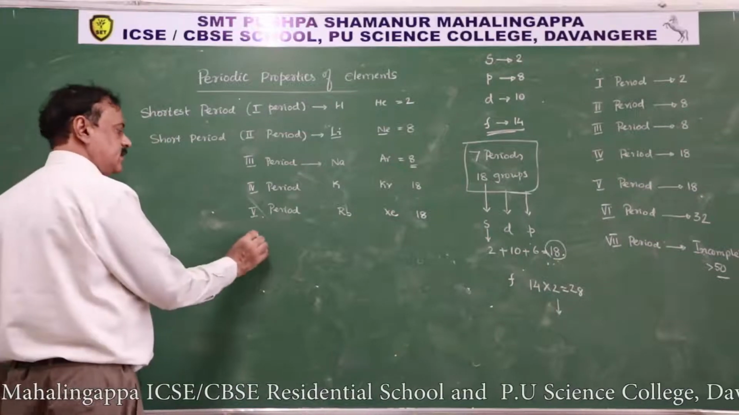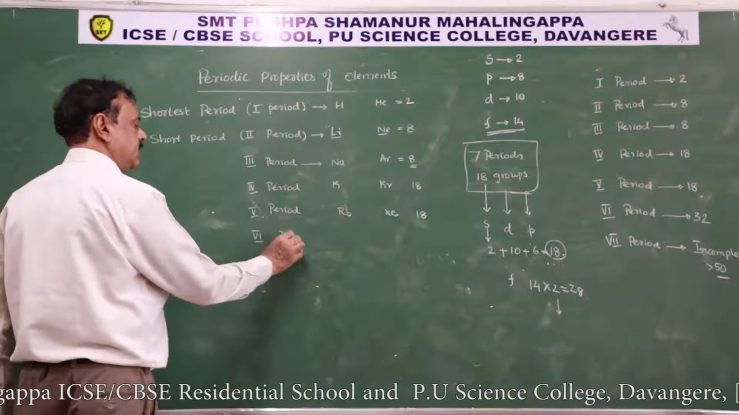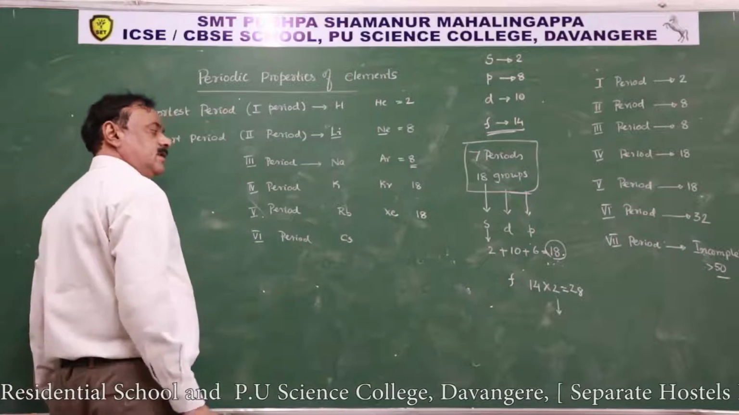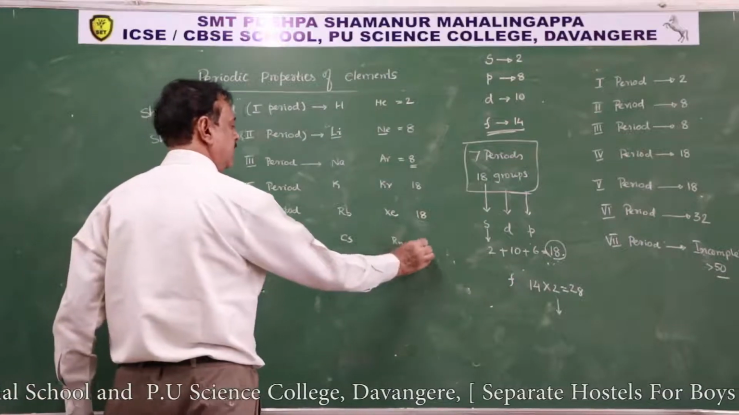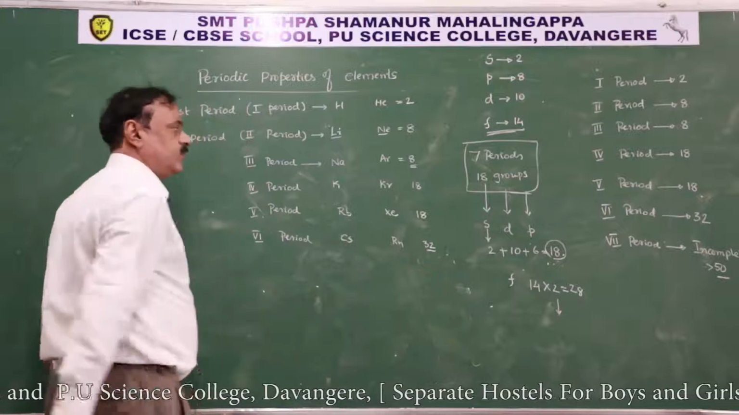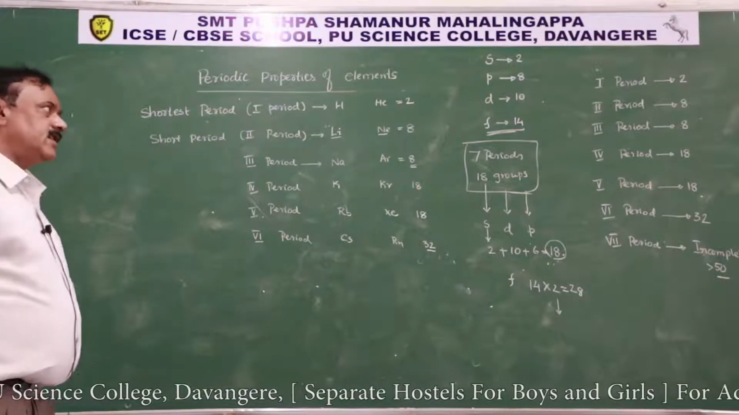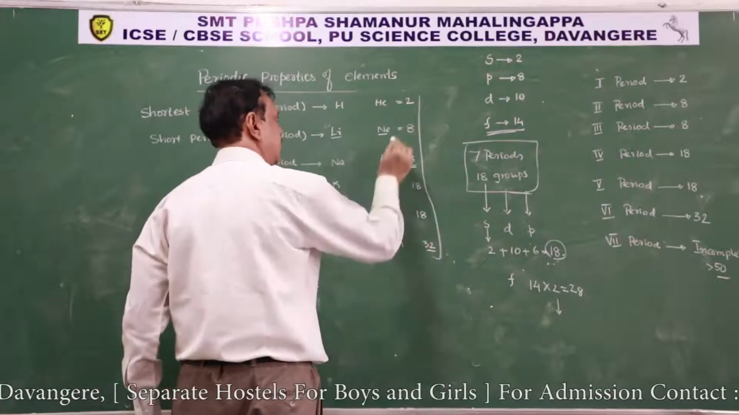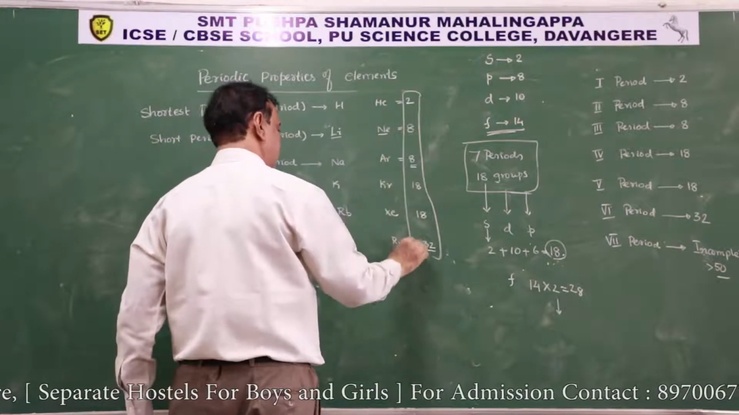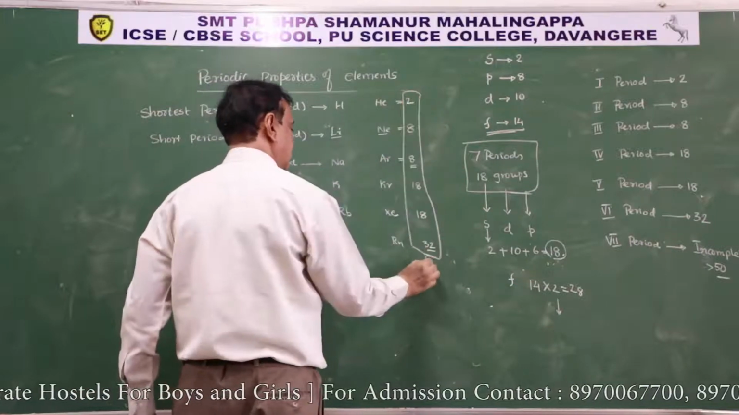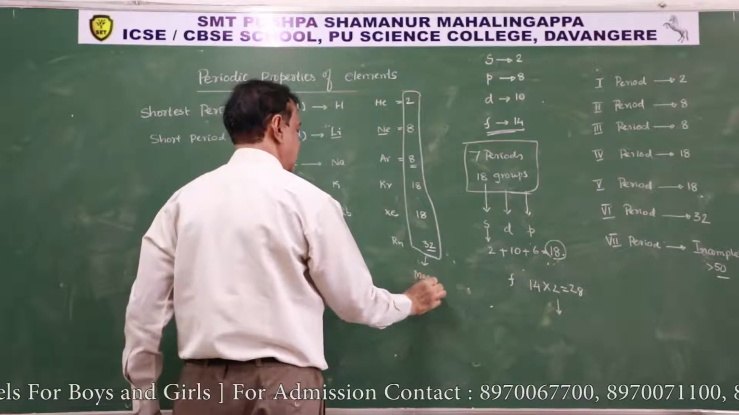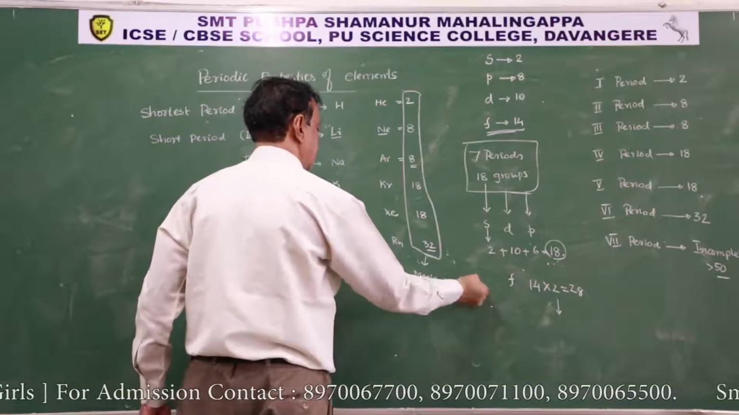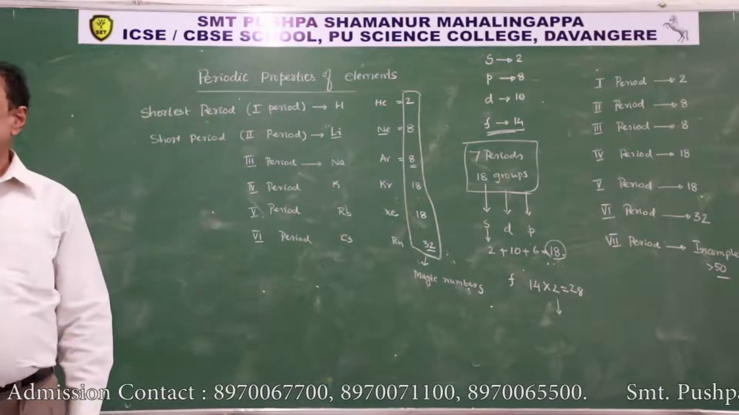And the sixth period begins with cesium and ends with radon. We have 32 different elements. These numbers are very important in memorization of the elements in the modern periodic table, and these numbers are called magic numbers.